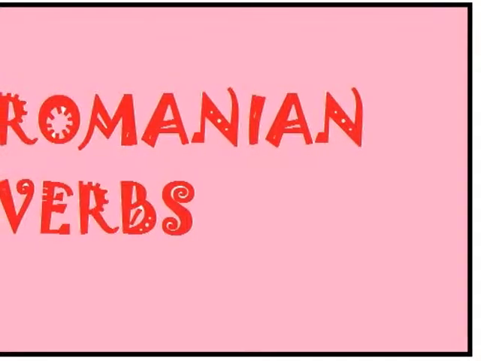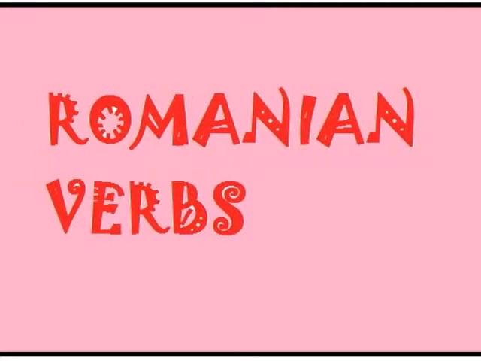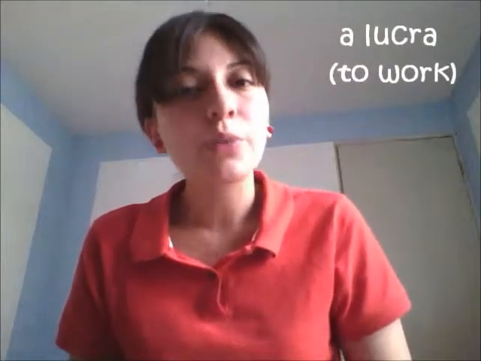Now let's talk about the verbs. The Romanian language has 4 conjugations of each verb, depending on the ending of the verb. The first conjugation is with ending A. For example, a lucra, that means to work. And the second one is ending with letters E and A.